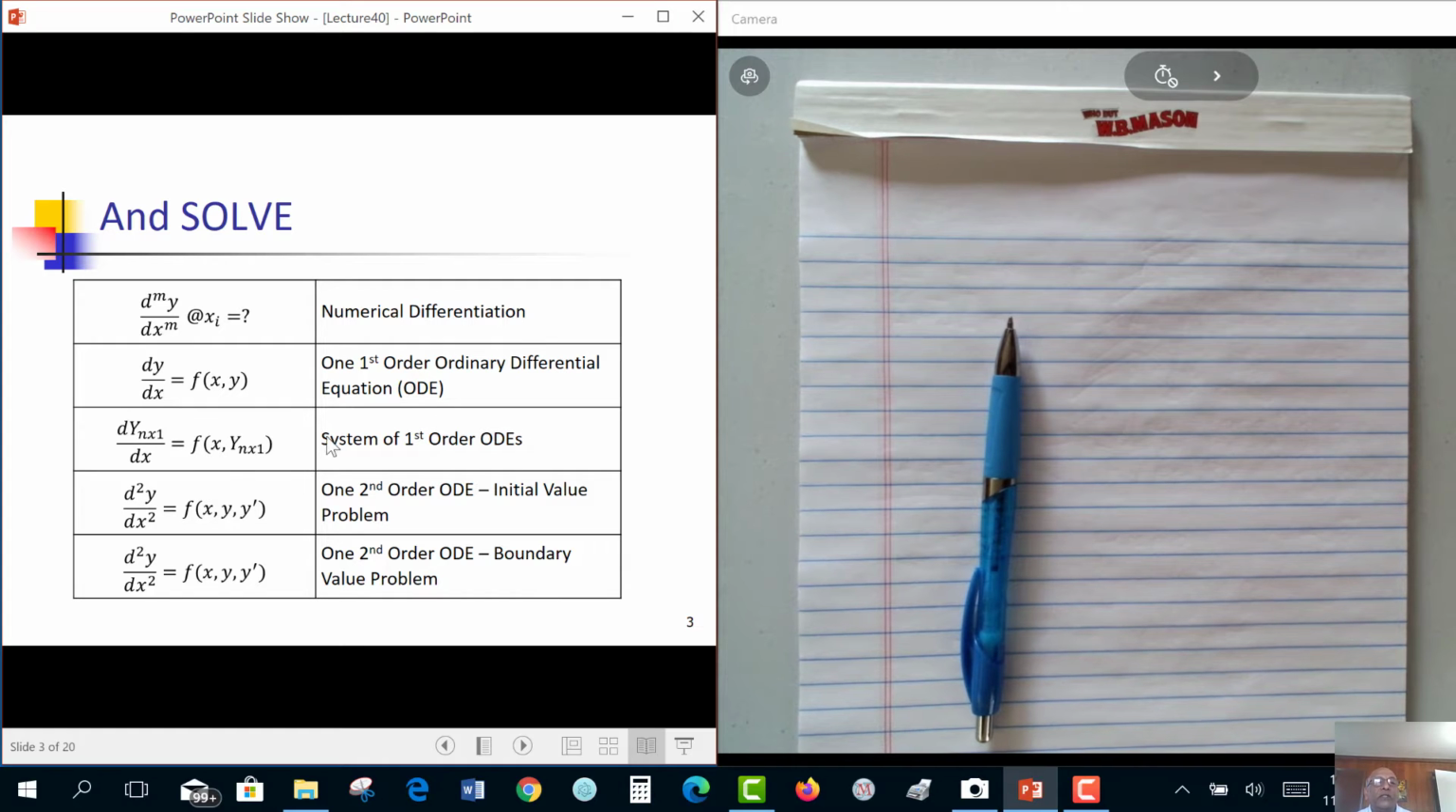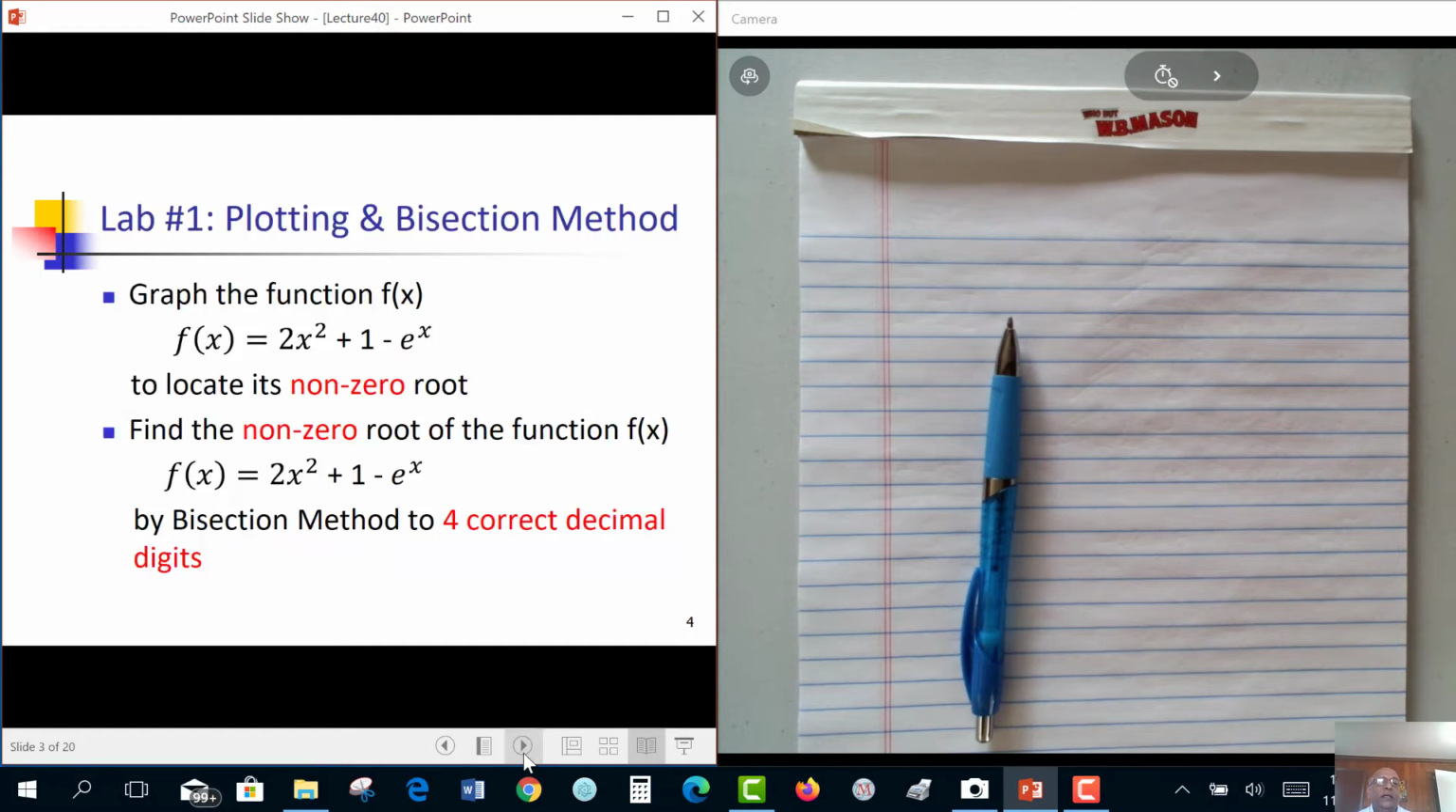We used this idea of a system of first order differential equations to then solve one second order differential equation, an initial value problem. And now that you know it, you should be able to solve, in fact, a system of second order equations, in fact, any order equations. And finally, we learned how to solve a boundary value problem. That was the lecture before this. So you learned a lot. So I hope you reflect on it.